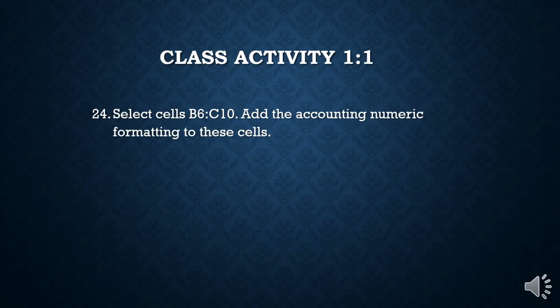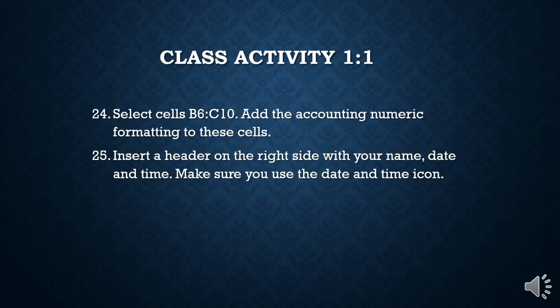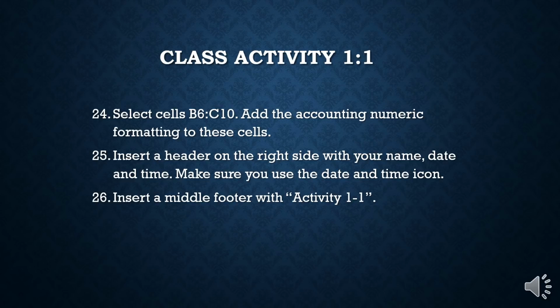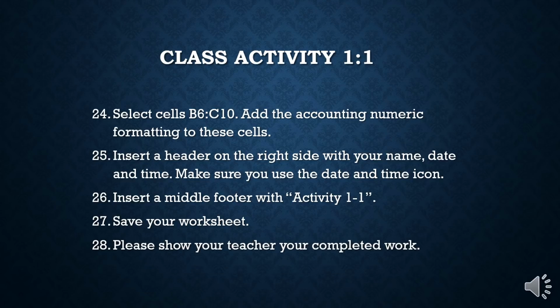24. Select cells B6 through C10. Add the accounting numeric formatting to these cells. Insert a header on the right side with your name, date, and time. Make sure you use the date and time icon, and the 3 should be on separate rows. Insert a middle footer with Activity 1-1. Save your worksheet. Please show your teacher your completed work.